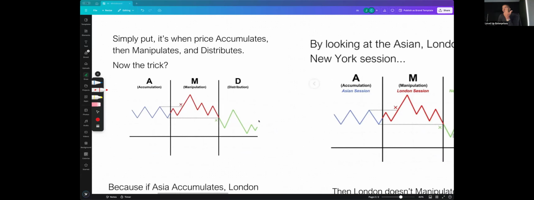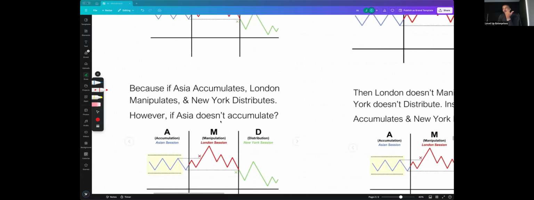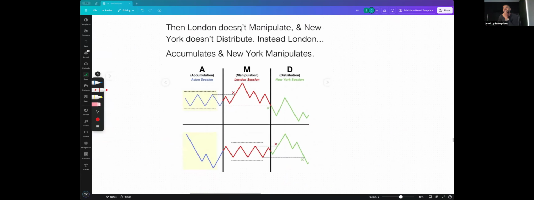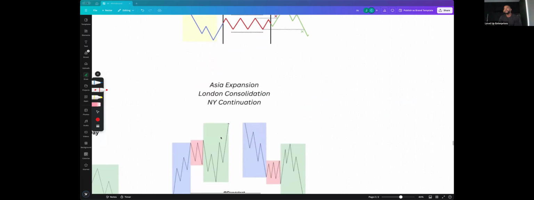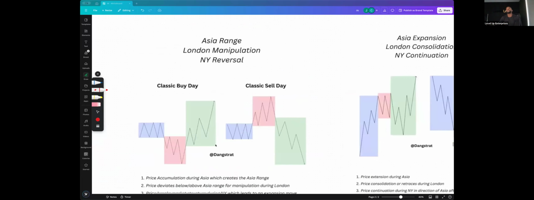I really want you guys to start thinking of it in this way. Let's say, for example, the London session does not manipulate, right? And New York doesn't distribute, right? Instead, London will accumulate and New York will manipulate. So you've got to understand that there are going to be times where the Asian session already distributed, and by the time it gets to New York, the market is consolidating. And that's why we're saying, no more trades for today, because there's no liquidity, there's nothing, right? So you've got to understand the daily profile of the Asian session, and on top of that, the London session. So here I have a couple of different profiles.